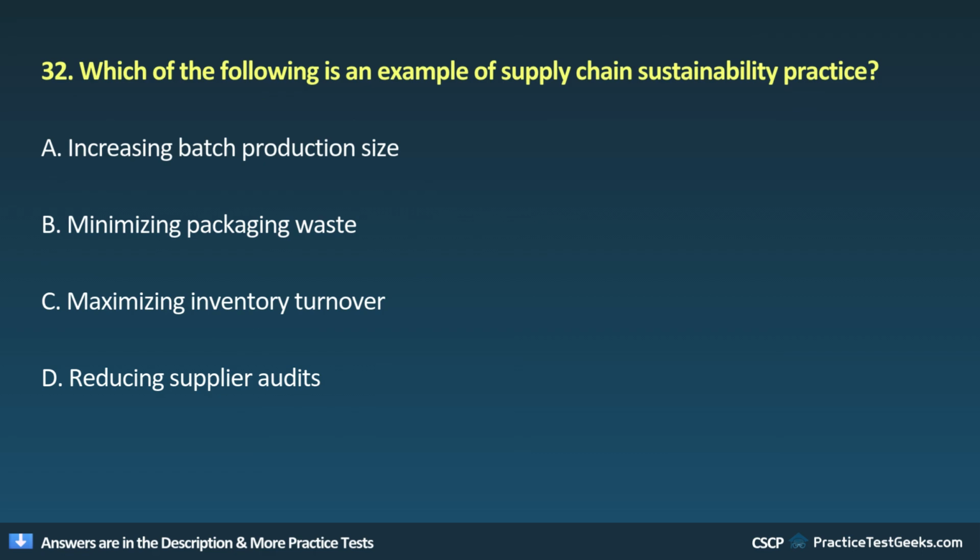32. Which of the following is an example of supply chain sustainability practice? A. Increasing batch production size. B. Minimizing packaging waste. C. Maximizing inventory turnover. D. Reducing supplier audits.